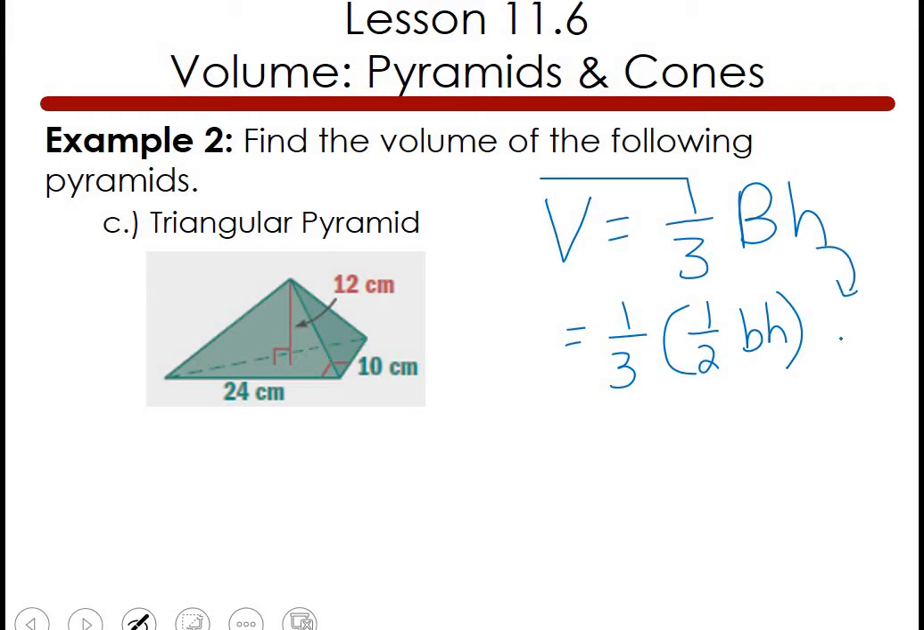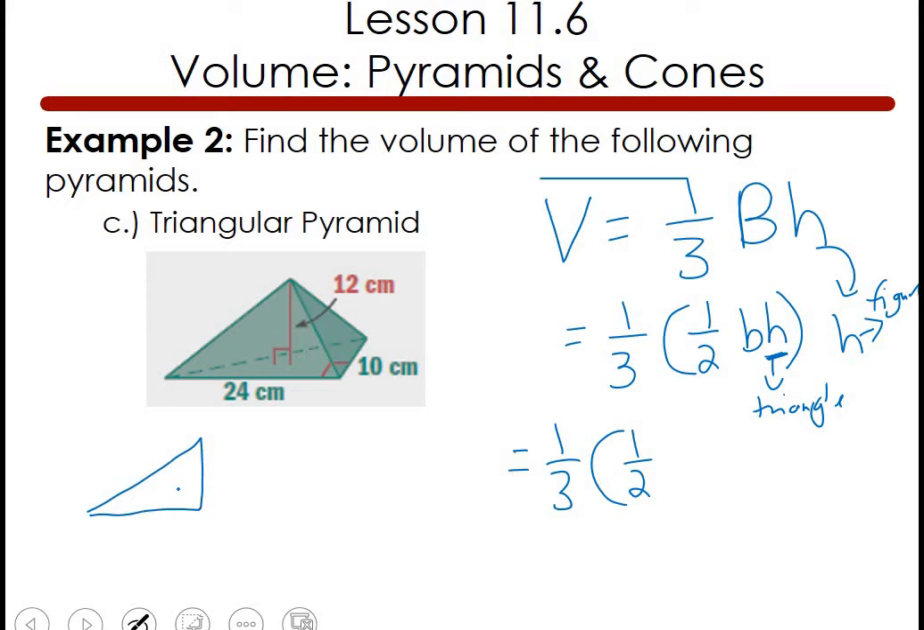And this is the height of the figure. So don't get confused. This is height of the triangle. And this is height of the figure. These two h's are completely different. So 1/3. So let's do 1/2. So if you see the triangle in the bottom, that's 24, that's 10. So the base of the triangle is 24, the height of the triangle is 10, and then the height of the figure, again, height of the figure, not slant height, height of the figure, it has to be perpendicular, is 12.